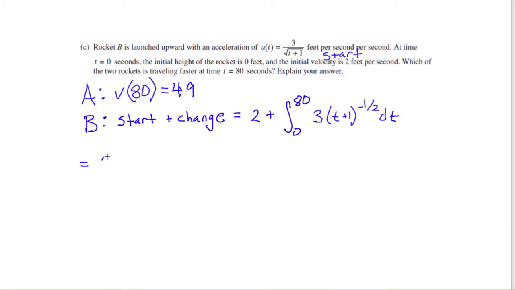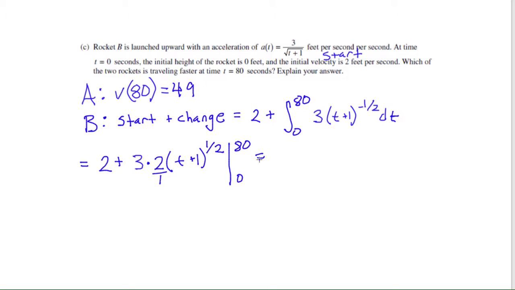So it's going to be 2 plus, and then this guy is going to be antiderivative. It's going to be 3, and then I'm going to leave some room right here. (t plus 1), all this to the power of, I'm going to add 1 to negative 1/2, and I get 1/2. Now I'm going to divide down, divided by 1/2 is the same thing as multiplying by 2, or 2 over 1 if you want. And evaluation bar between 0 and 80.